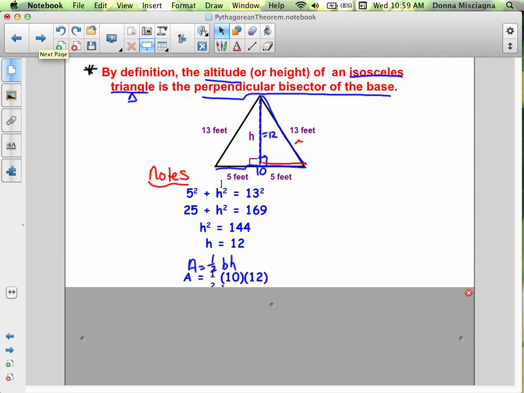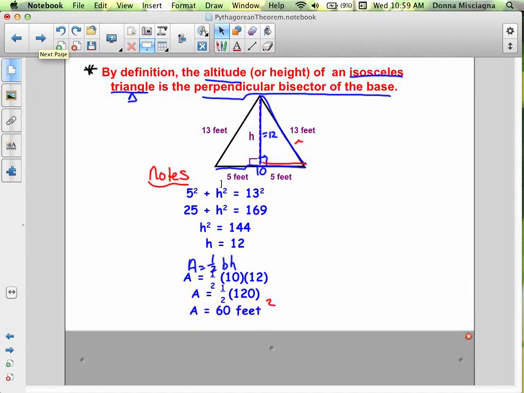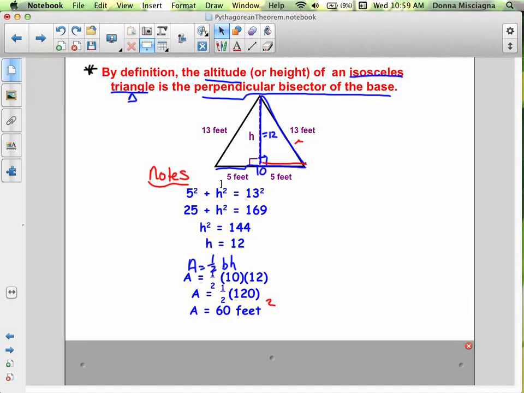The base and the height are the 2 perpendicular measurements. So now we don't want to find the area of just the little triangle. We want to find the area of the whole big triangle, the isosceles triangle. So its original base was 10. And now we used Pythagorean theorem to find that the altitude was 12. So now we have 1/2 times 10 times 12, and that's going to be half of 120, or 60 feet squared. So linear measurement is in units, and area is in units squared.